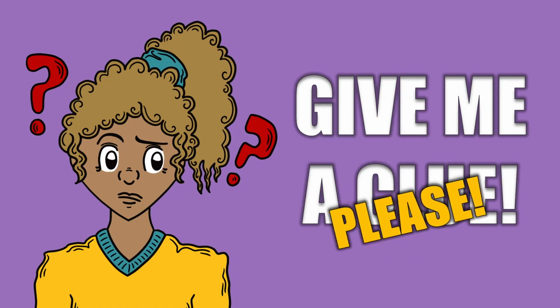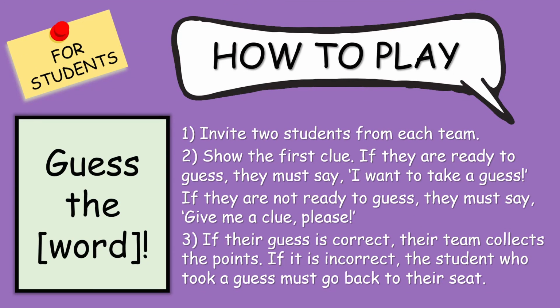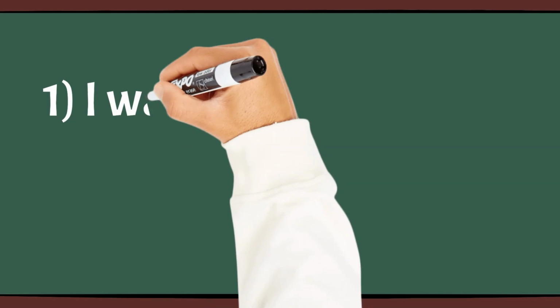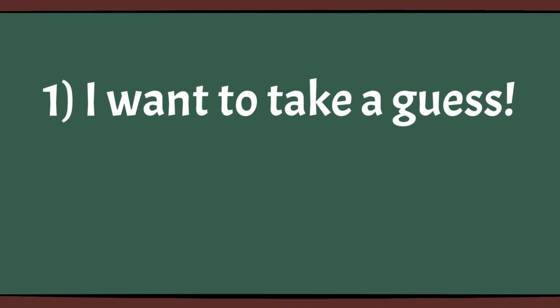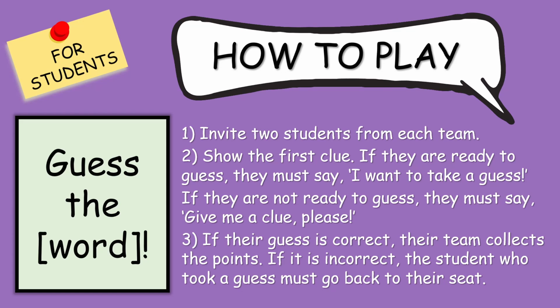This game is called Give Me a Clue Please, and here's how you play it. Invite two students from each team. Show the first clue. If they're ready to guess, they must say, "I want to take a guess." If they are not ready to guess, they must say, "Give me a clue please." If their guess is correct, their team collects the points. If it is incorrect, the student who took a guess must go back to their seat.